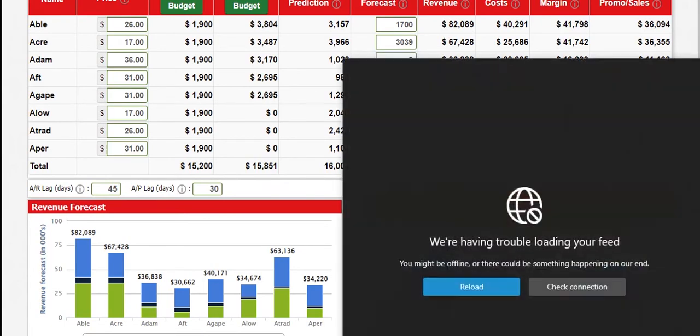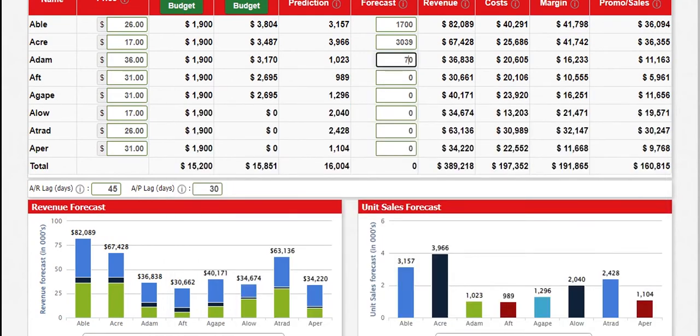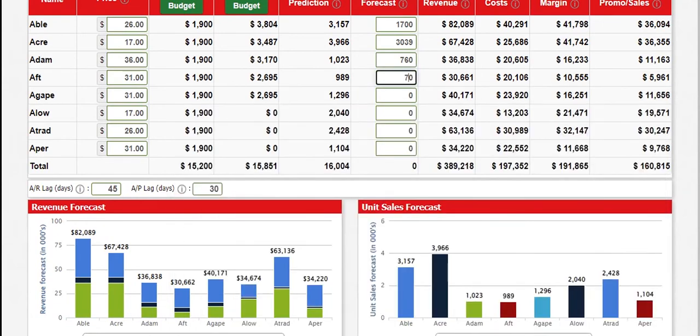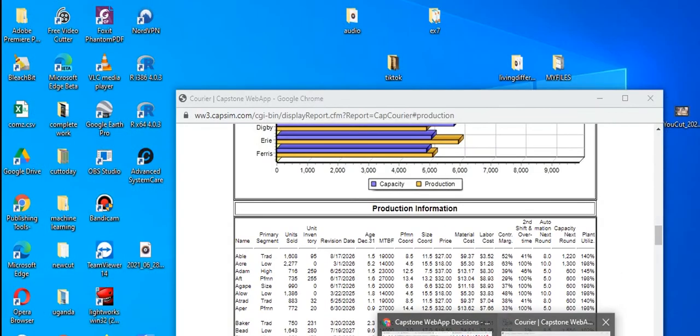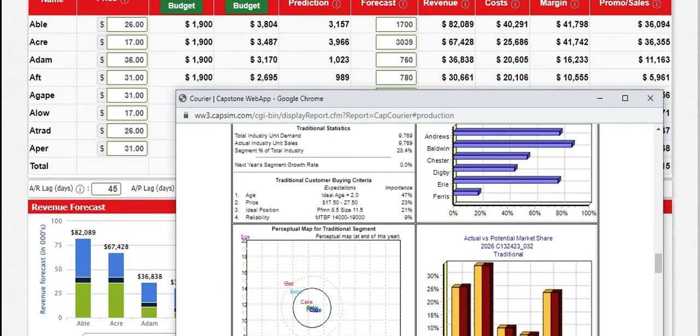Okay, for Adam, they never sold out. They sold 716. So if everything remained constant and the market turned out to be good, the best they can have is maybe 760. For the after performance product, they sold 735. If everything turns out very well, they can have, let's say, 780. However, we'll consider having extra units in our production schedule, so that in case everything turns out much better than we expected, we'll have some extra to cover the deficit.